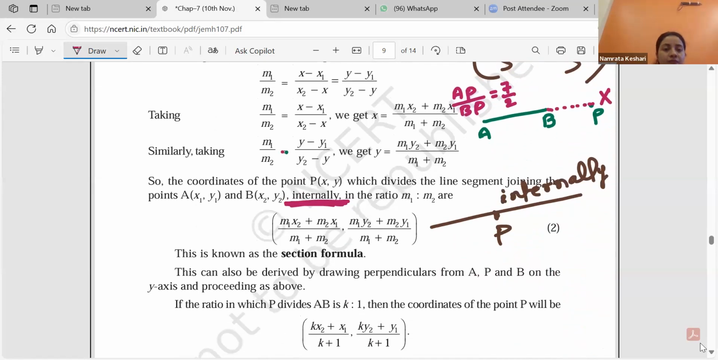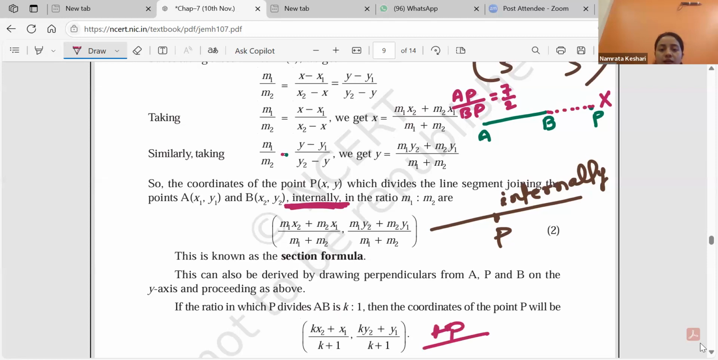Ma'am, then dividing externally means it's beyond AB. Yeah, dividing externally means the point P will be sitting beyond AB, and we will be having the ratio given to us as AP by BP. Now the ratio can be anything. AP can be a bigger number, maybe 8 or 18, and BP can be a smaller number, maybe just 3, like this.